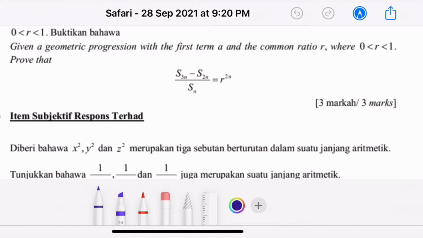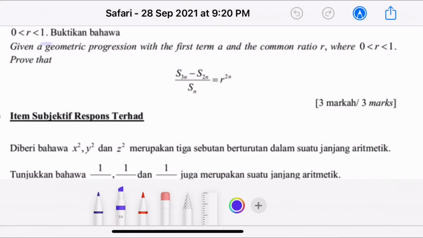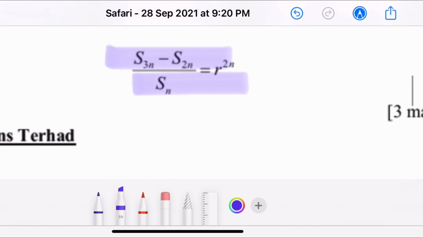Number 3. Let's read the question first. Given a geometric progression with a first term a and a common ratio r, where r is between 0 and 1, r more than 0 and less than 1, not inclusive of 0 and 1, you have to prove this. Proving is part of the exam syllabus. So we are going to prove this thing.